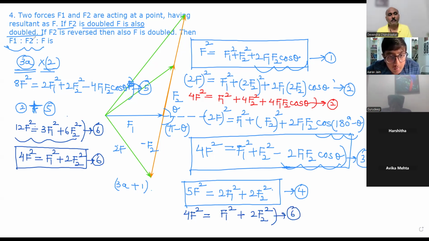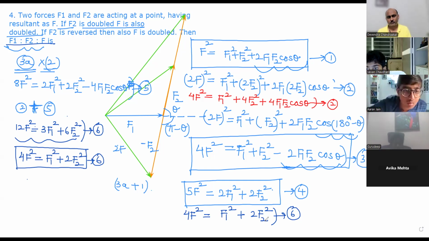Now we want a ratio between f1, f2 and f. So what we will do is we will try to find f1 in terms of f, f2 in terms of f, and f तो है ही वहां पे. So when I put values of f1 and f2 in terms of f, capital F will cancel out and we will get a numeric value there, right? So how will we do this? Just do 4 minus 6. Can you see common यहाँ पे 2f2 square and 2f2 square? Can you see this? All of you?